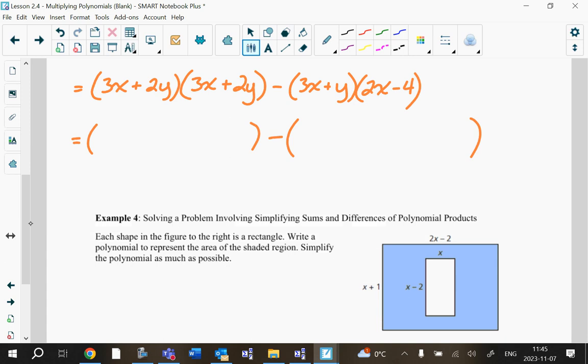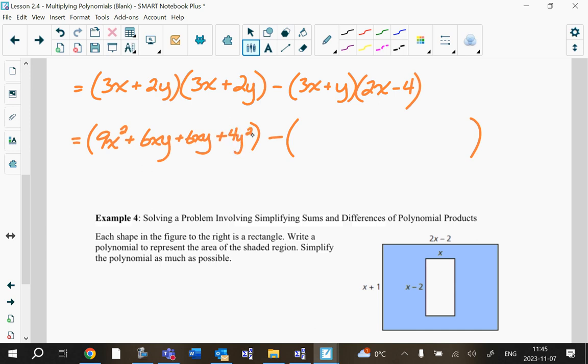3x times 3x, 9x squared. 3x times 2y, 6xy. 2y times 3x, 6yx or 6xy. I want to match it with the one before. 2y times 2y, 4y squared, and it's positive.